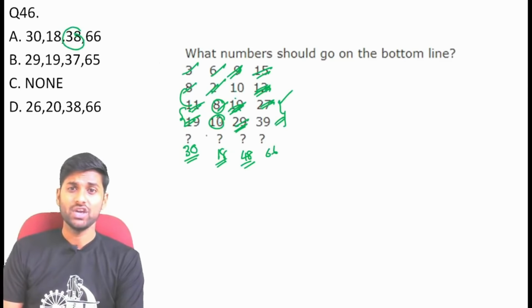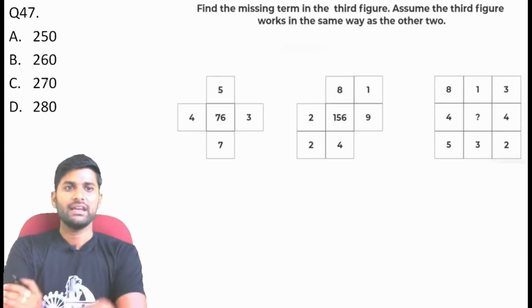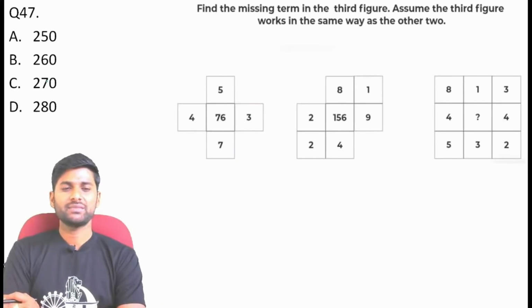Now most of the students, if they see the first two numbers, can choose A. But here the answer is C, the perfect answer, guys. Next one. So just find the missing term in the third figure.